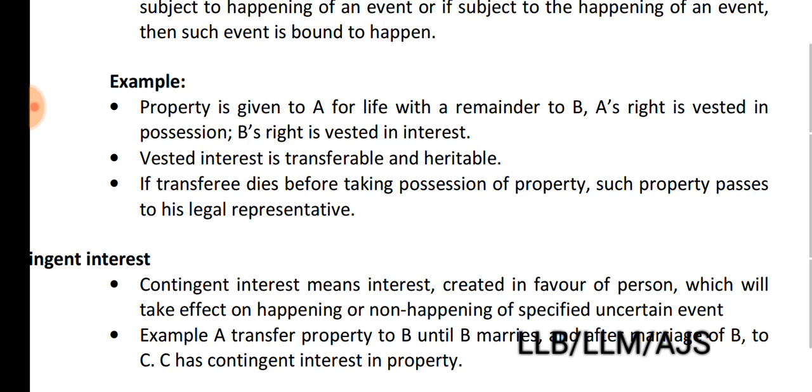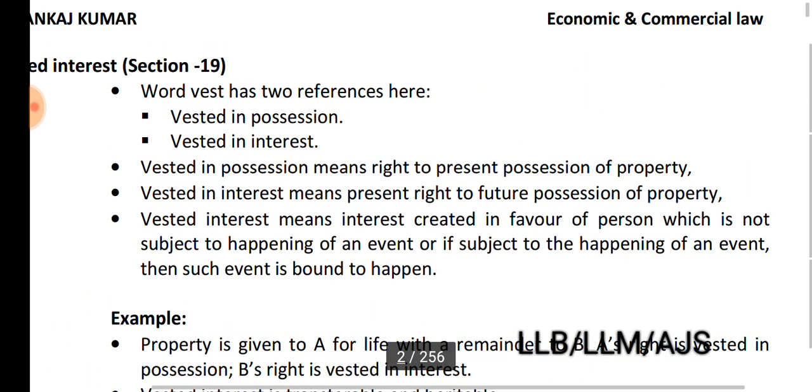How do these two differ? A has the possession. Vested in possession means right to present possession of property, so A has the present possession of property. Vested in interest means present right to future possession of property. The right is present, but the possession of property will be in future.